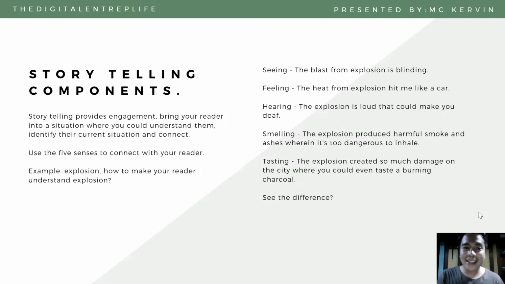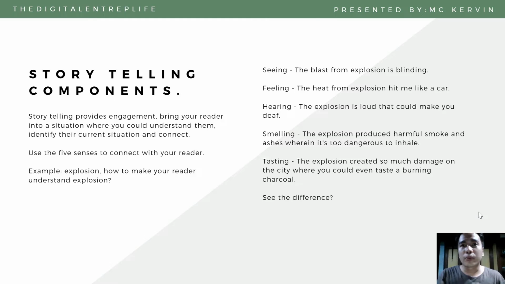Storytelling provides engagement. Bring your reader into a situation where you could understand them, identify their current situation, and connect. If you're a copywriter, there is a big technique for creating engaging storytelling, so I'm going to show you exactly how to do it. Use the five senses to connect with your reader.